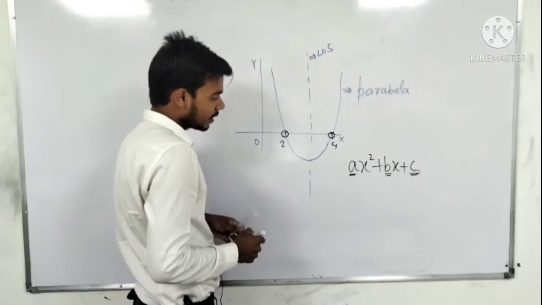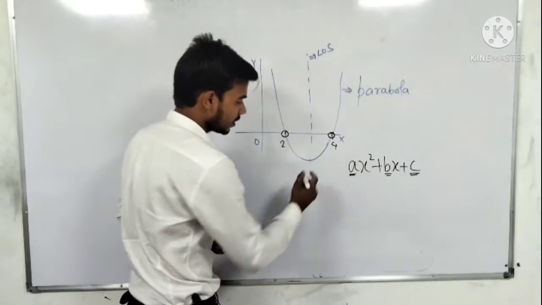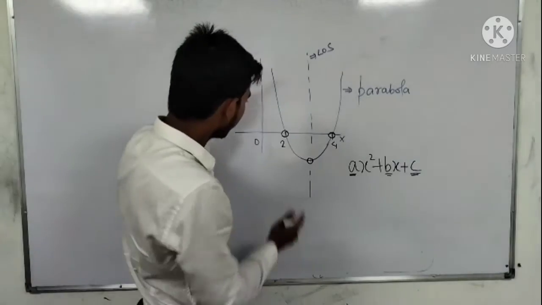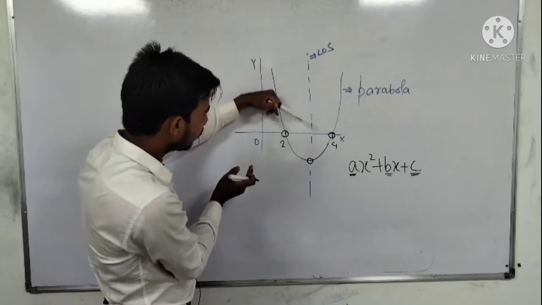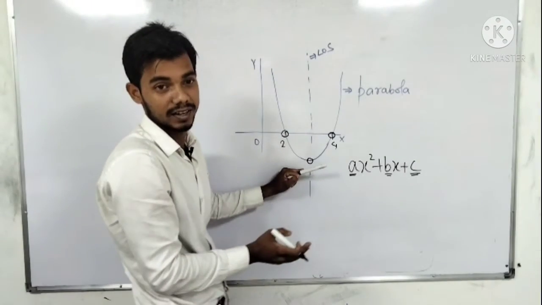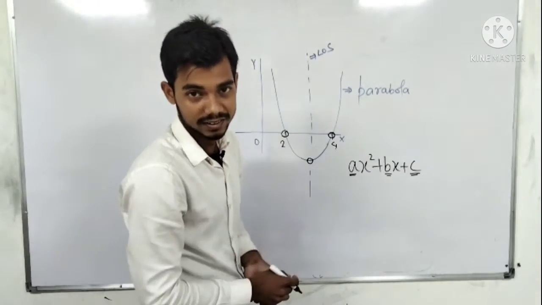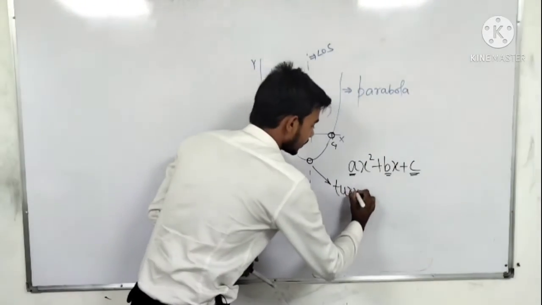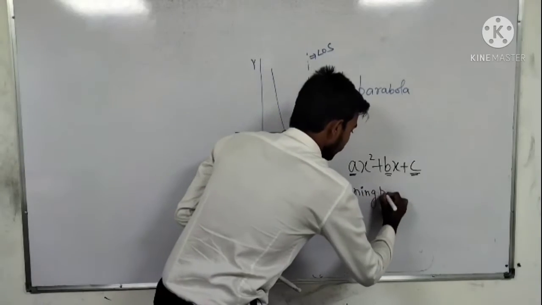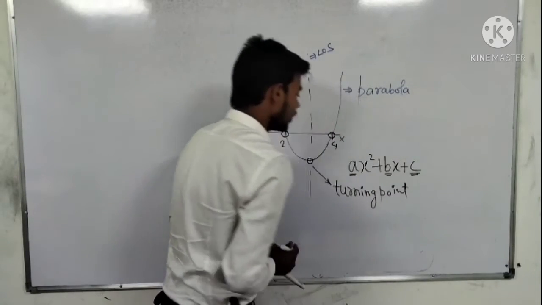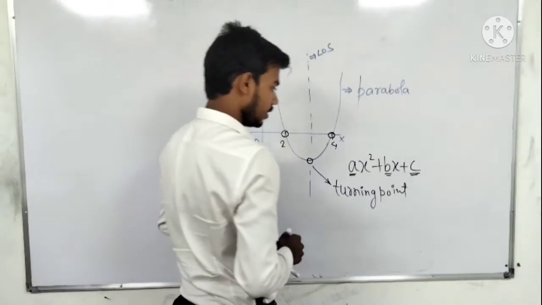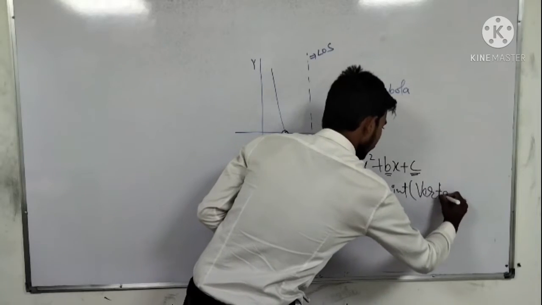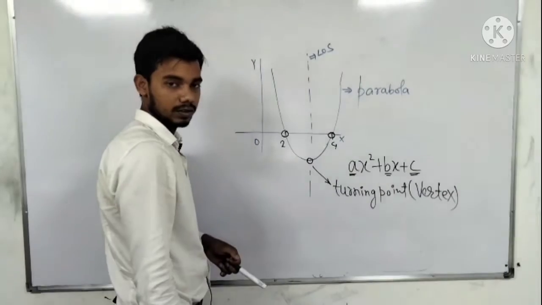Now if you consider this point, the graph is coming down, and after this point the graph turns back. That is why this point is called the turning point. And in the textbook this point is also termed the vertex of the polynomial.